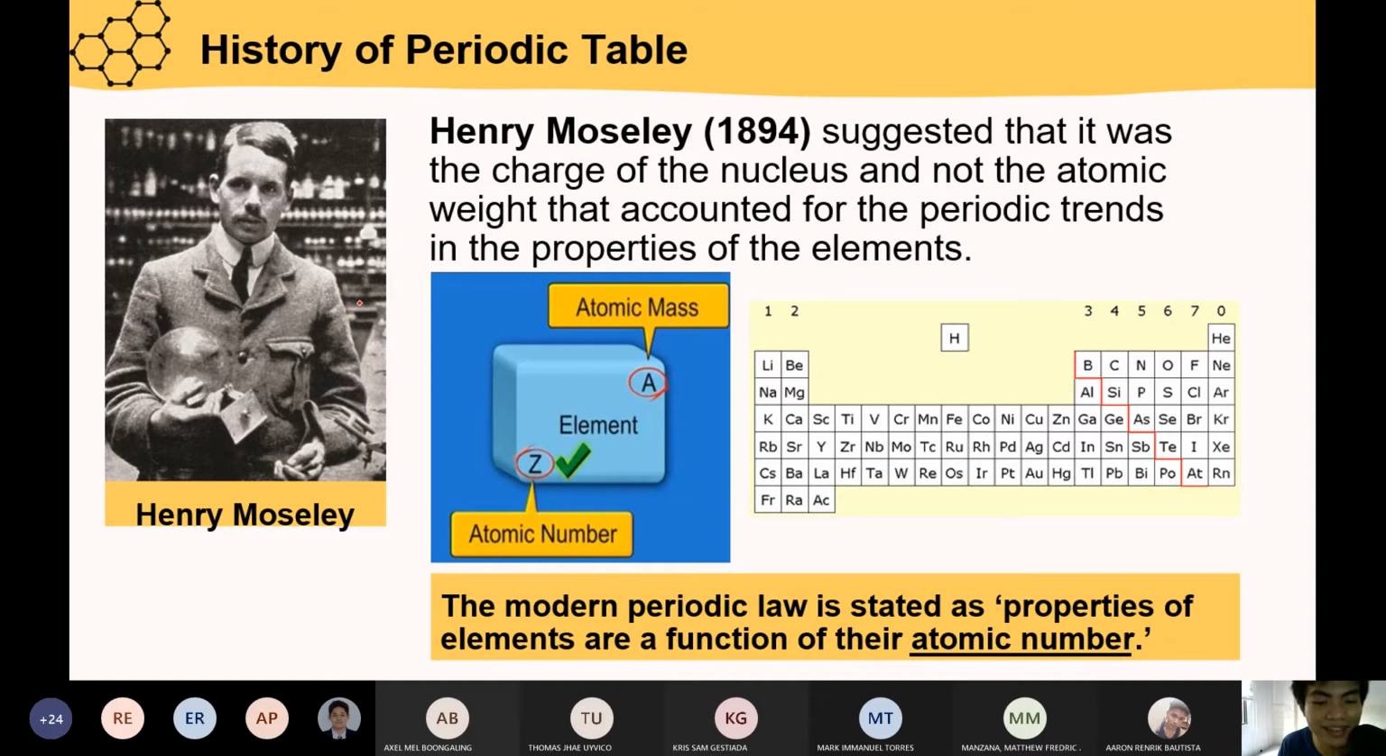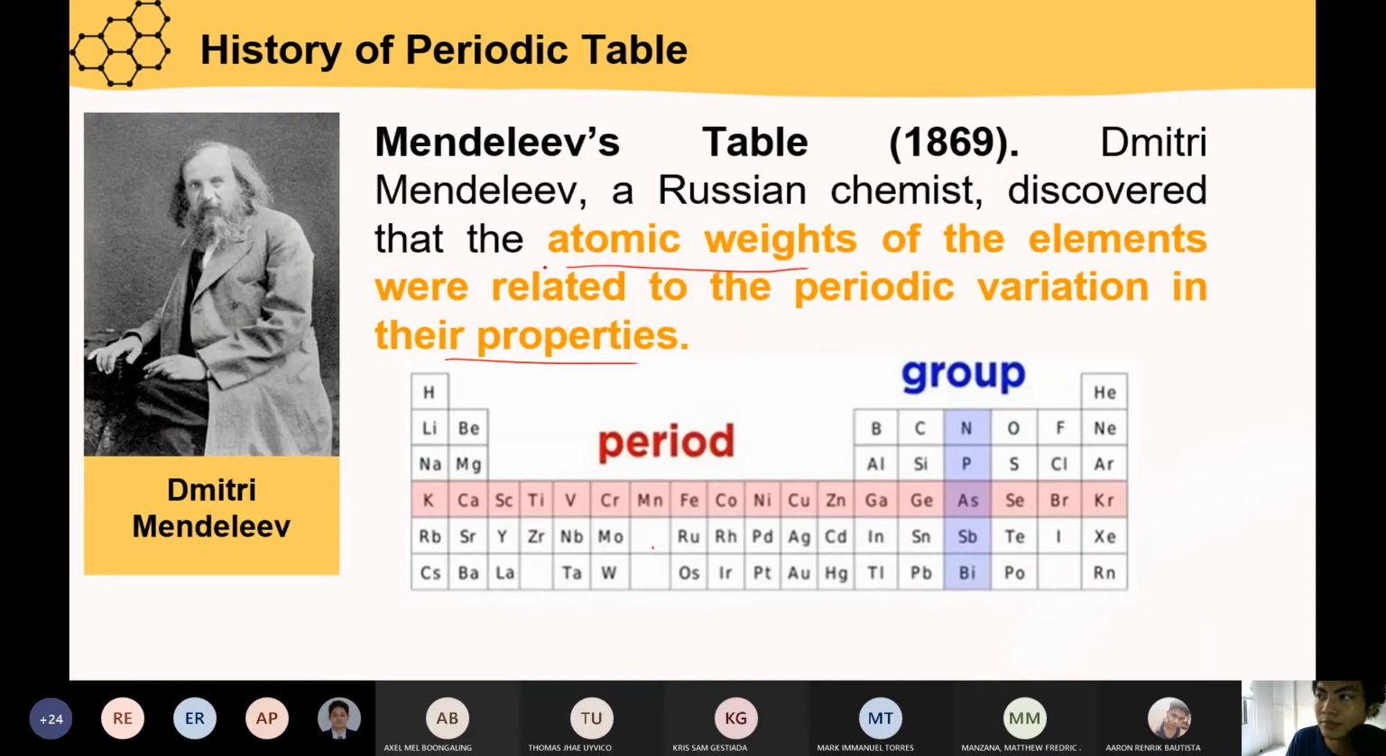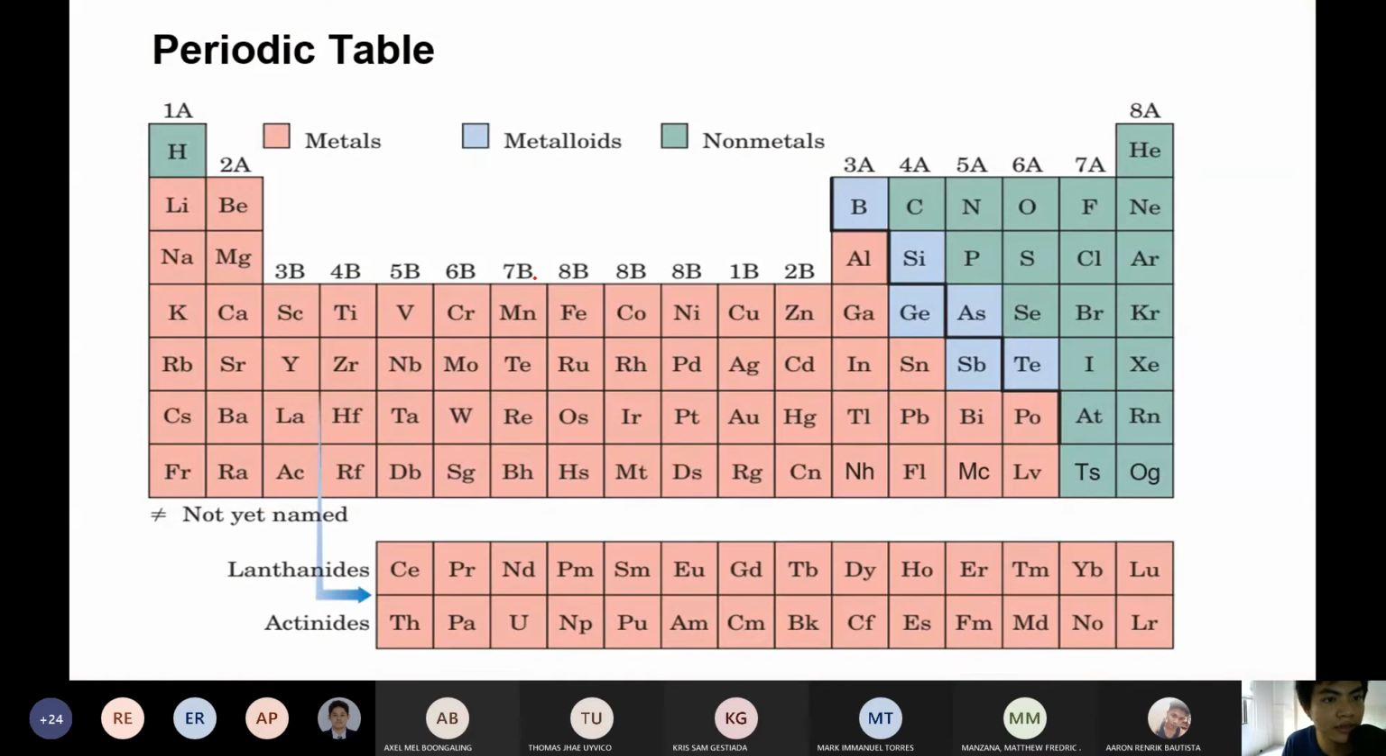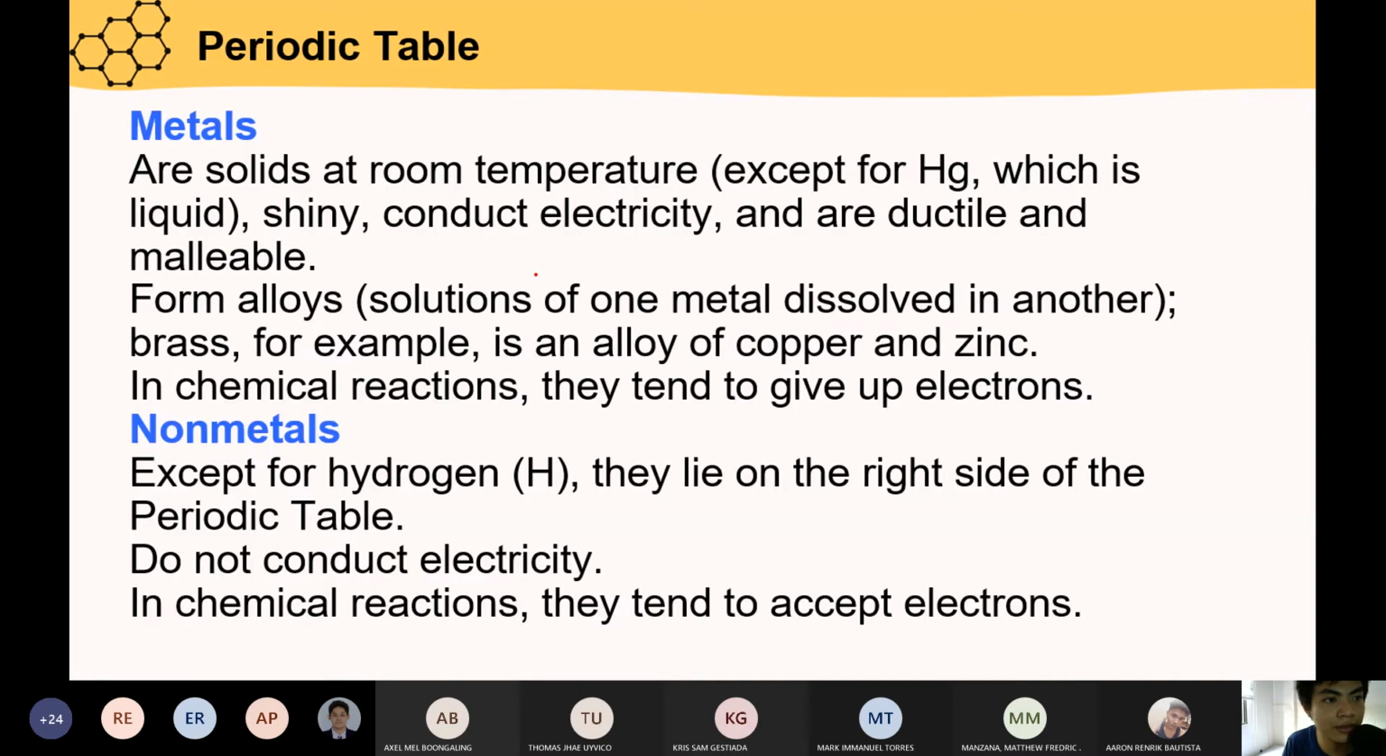Basically, nothing changed. Okay? But this atomic number actually helped us to determine the properties, or the trends in the periodic table. Because every trend in the periodic table really has something to do with the atomic number. Okay? So, that's all that happened. No? So, again, a short history. This is now the modern periodic table. So, a short history. Okay?